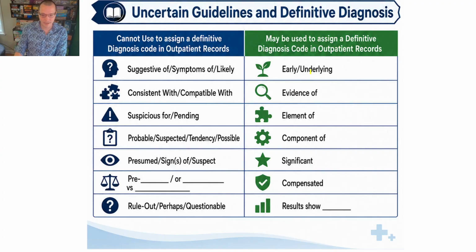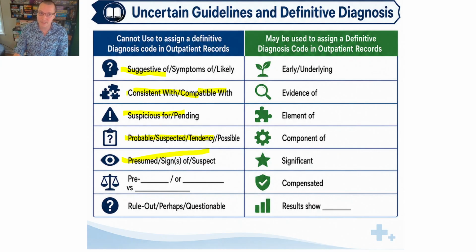But let's just talk about the swear words today. What I mean by the swear words are all of these words here on the left side, which you should avoid as much as possible in your charting. If you ever finish your record where you say the symptoms are consistent with upper respiratory infection, your coders cannot actually code upper respiratory infection. Instead, they have to code to the sign or symptoms, which will probably be the cough or sore throat that made the patient come in.